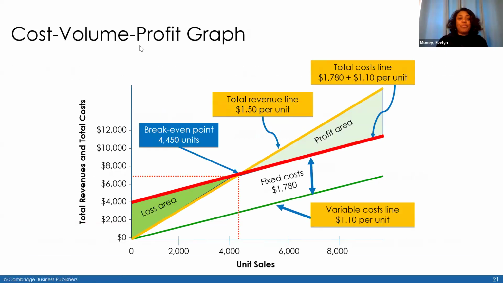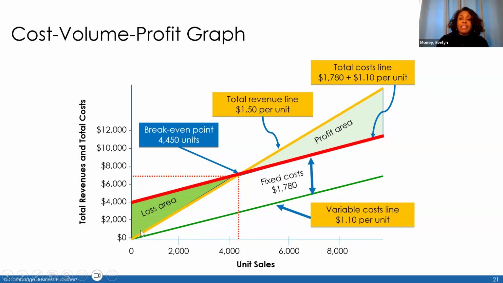Now, we can take all of this information and create a cost volume profit graph. When you initially look at this, it may look like a bunch of chaos that makes no sense at all, but I promise you, it'll make sense. And if you've gone through cost accounting or you remember the managerial portion of accounting too, then this graph probably looks familiar to you anyway. In looking at this graph, the x-axis is the level of activity or the number of unit sales. The y-axis is our dollar amount. I won't say cost because we're going to have a revenue line here. So it's actually revenues and costs.